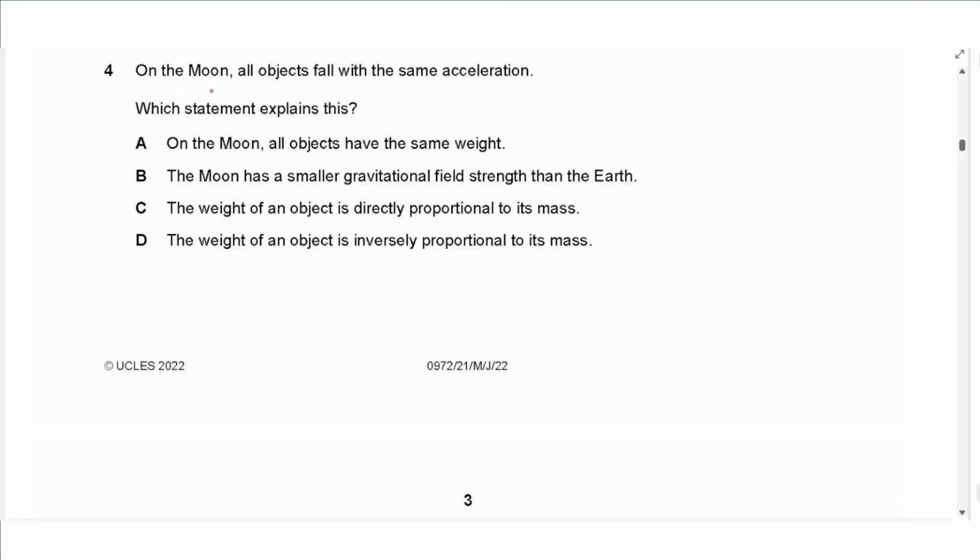Question 4 says on the moon all objects fall with the same acceleration. Which statement explains this? On the moon all objects have the same weight. That's not correct. The moon has a smaller gravitational field strength than the Earth. Yes, but it does not explain why all objects fall with the same acceleration. The weight of an object is directly proportional to its mass. Yes, because weight is equal to mg, and g is the gravitational acceleration and the gravitational field strength. So g must be constant for the weight and mass to be proportional. So all objects have the same g and all objects have the same acceleration, so the answer is C.